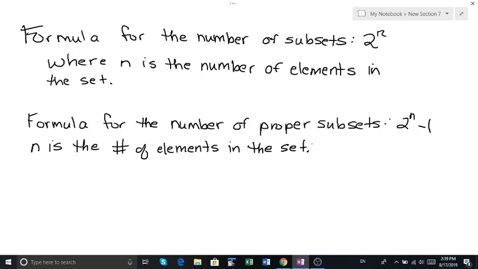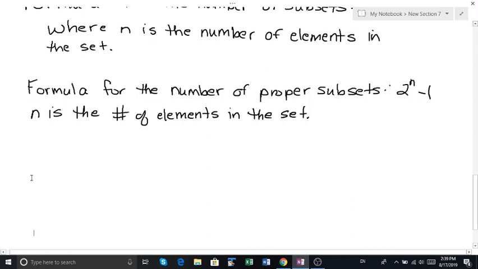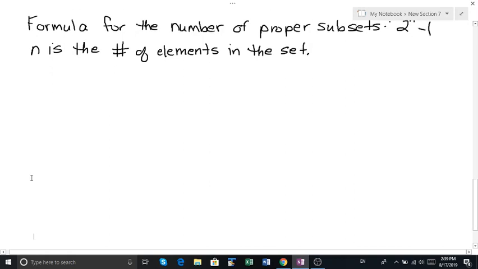So let's look at, I'm going to show you a calculation for, let's use the set of students who like soda. Okay. All right, so I'm going to rewrite that out so we have it. So this is the set of students who like soda.